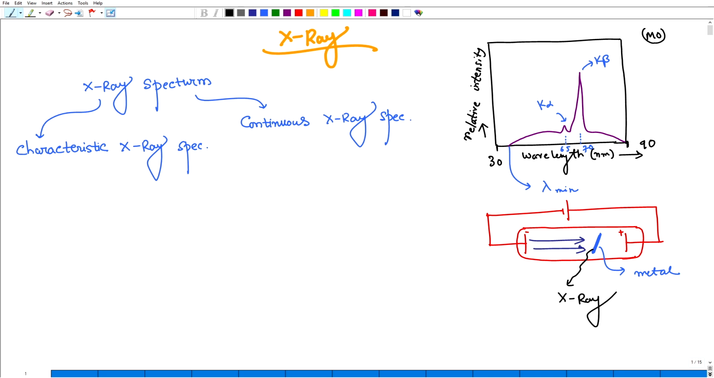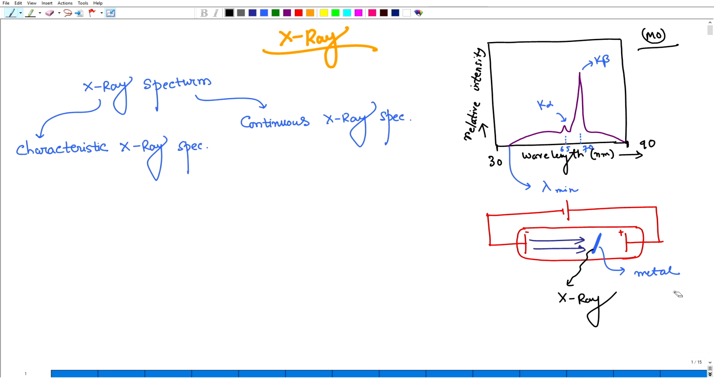So this spectrum is actually the characteristic spectrum for any metal. Here this is for molybdenum metal. If instead of molybdenum you put another metal, then the spectrum will look different. The peaks will be at other positions, at other wavelengths, but the overall picture will remain more or less fixed. Okay, so this is our X-ray spectrum and this is the experimental setup, we know.